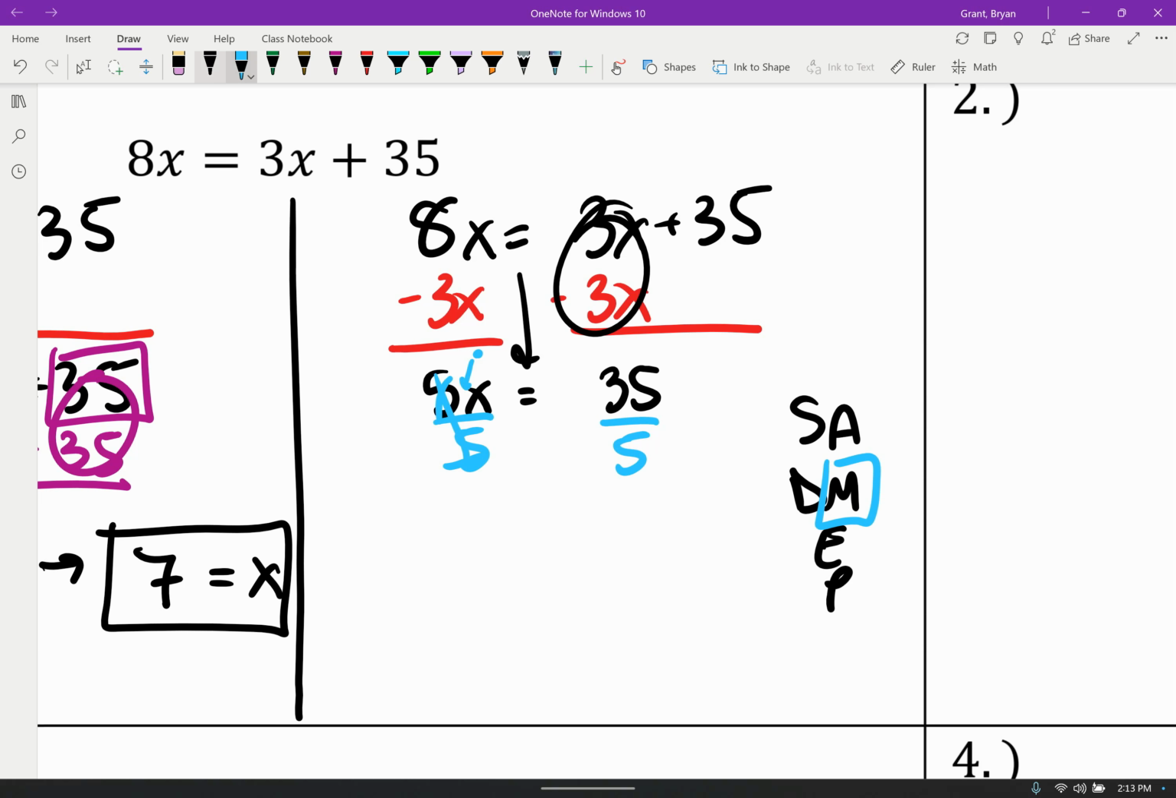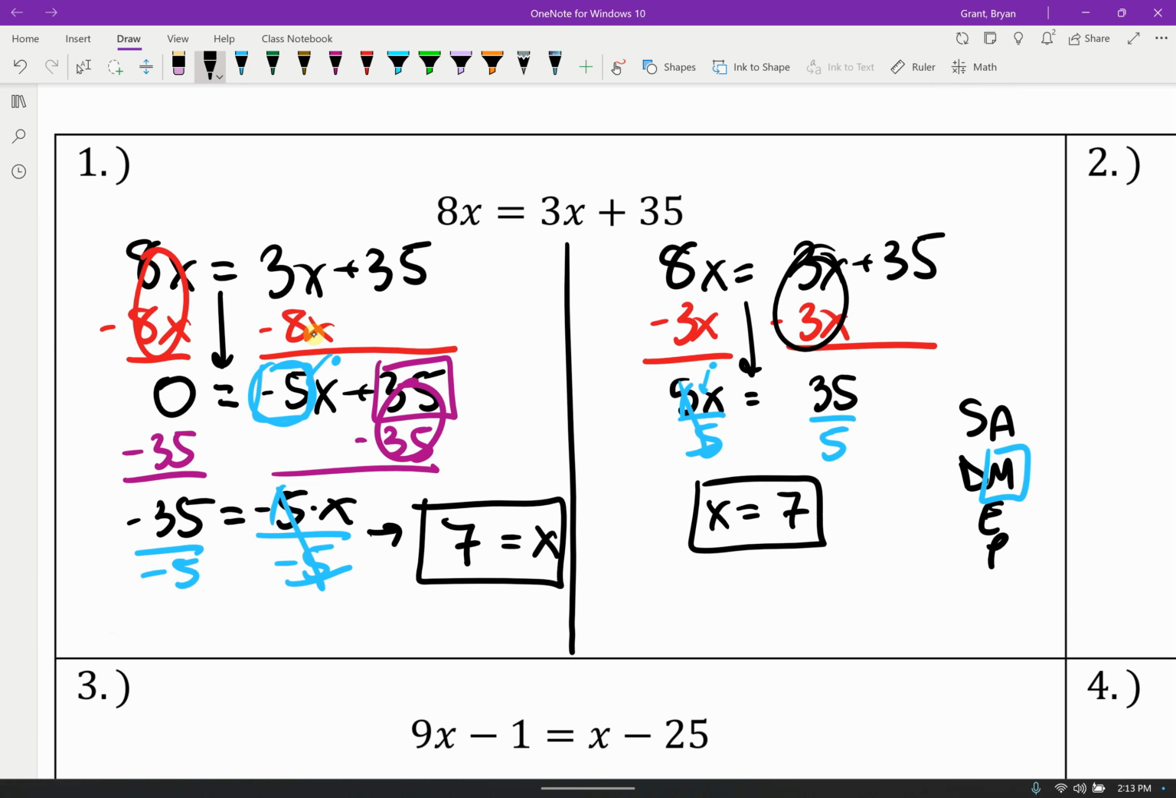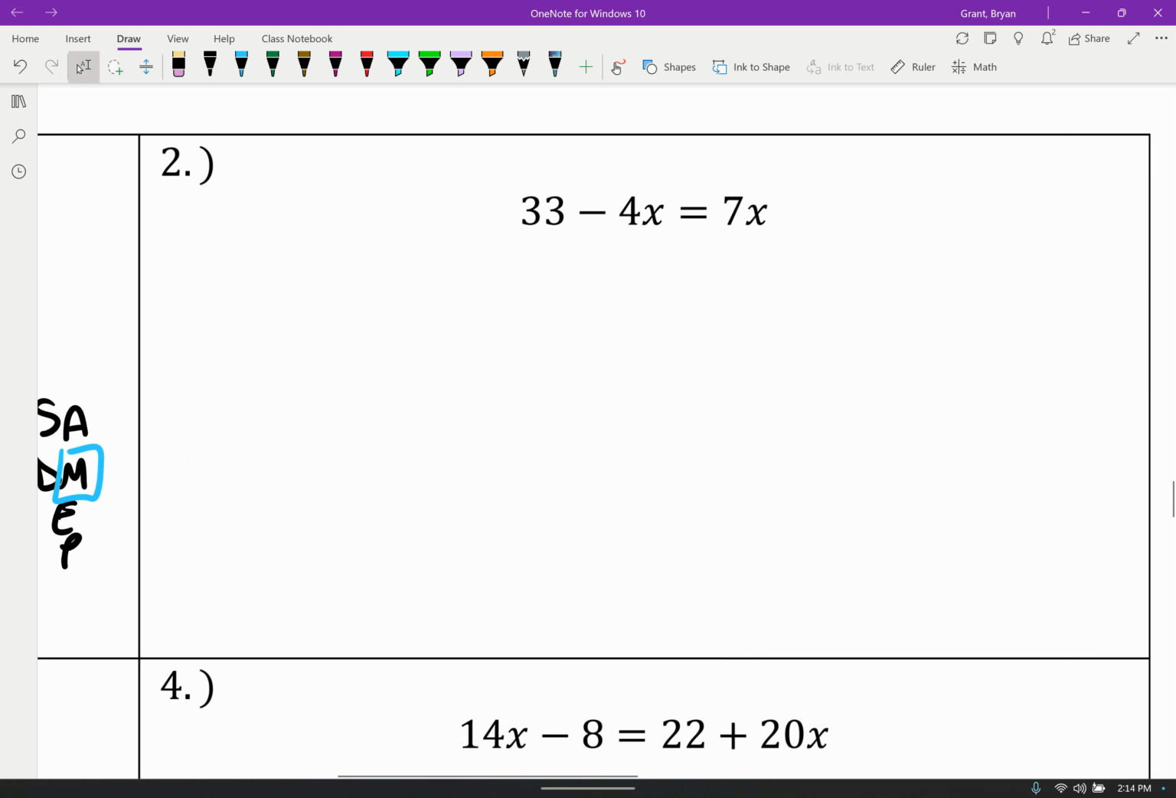And we end up with 35 divided by 5, which is still 7. Notice on the left side I used red, purple, and blue. And on the right side I just used red and blue. So actually the right side method saved us a step as well. It also doesn't get as confusing to have to remember to write in that 0. So let's see if you can figure out the fast way to do the second one.